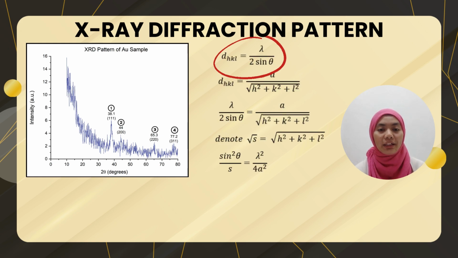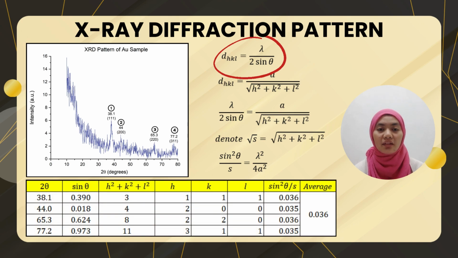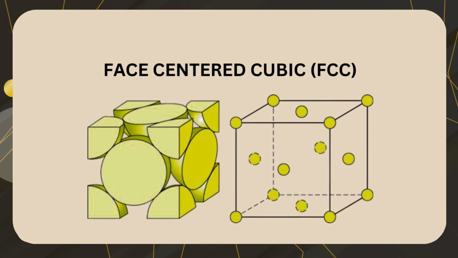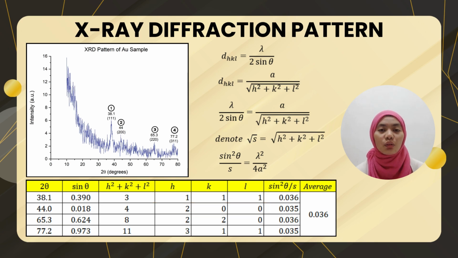Using Bragg's law and assuming a cubic structure, we calculated sin theta and compared the values to Miller index squared: 3, 4, 8, and 11. The ratio sin squared theta over S was consistent at 0.036, indicating a constant lattice parameter. This pattern matched a face-centered cubic structure. Therefore, the corresponding planes are 111, 200, 220, and 311, which confirm that our Aurum sample has an FCC structure.